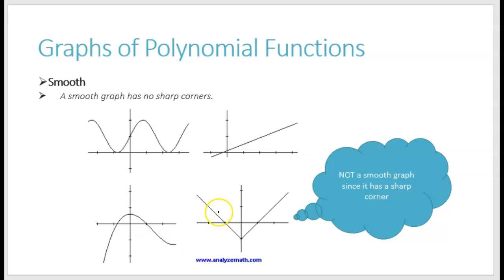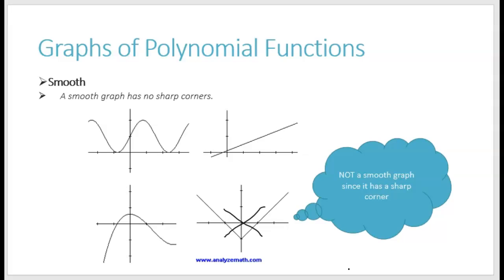So far, so good. Now, this particular one, this absolute value function graph, has a sharp corner right down here. Notice how it's not a smooth curve, it is more of a sharp, pointy corner. That means that is not a smooth graph. So I know that this one is not going to be a polynomial function because it is not a smooth graph. Not only do the graphs have to be continuous, but they also have to be smooth to be graphs of polynomial functions.